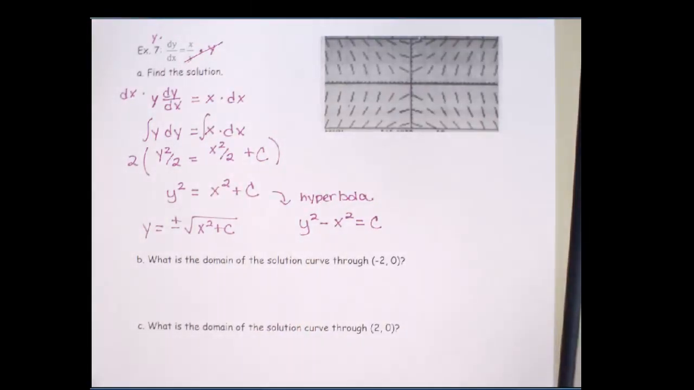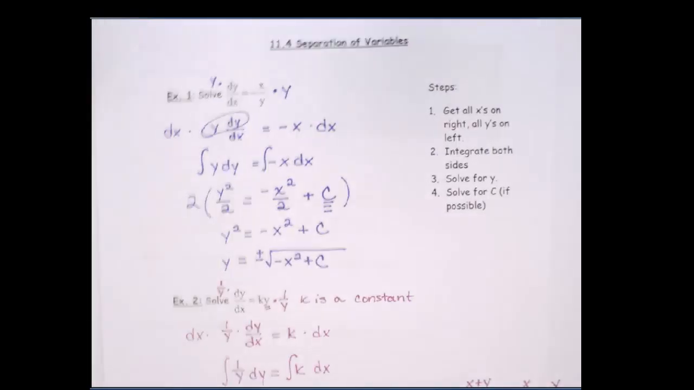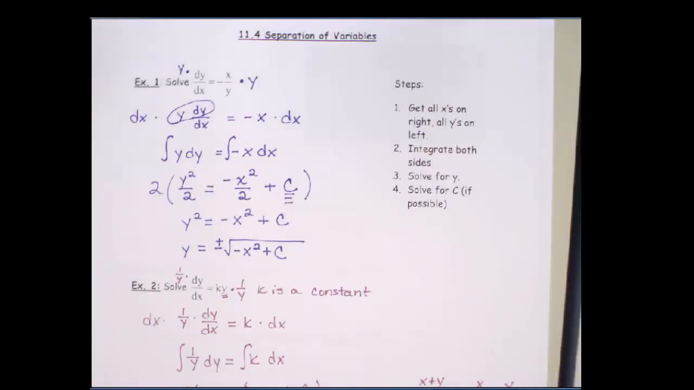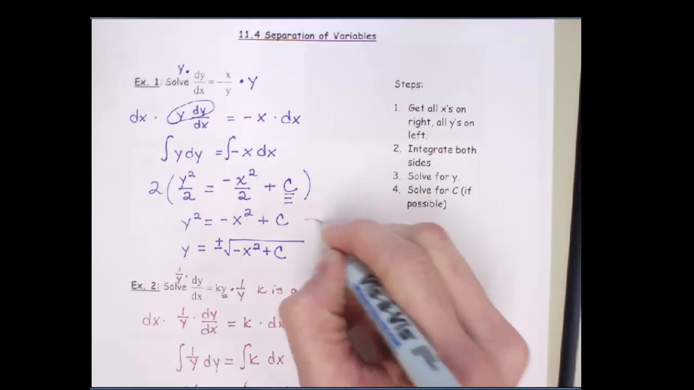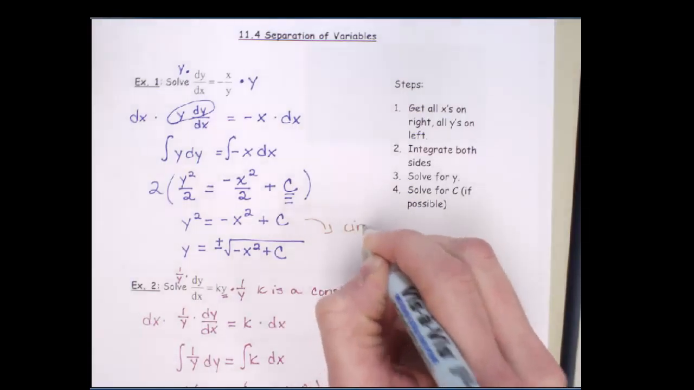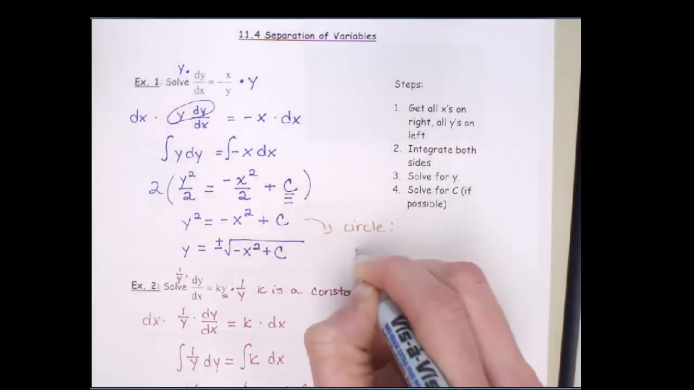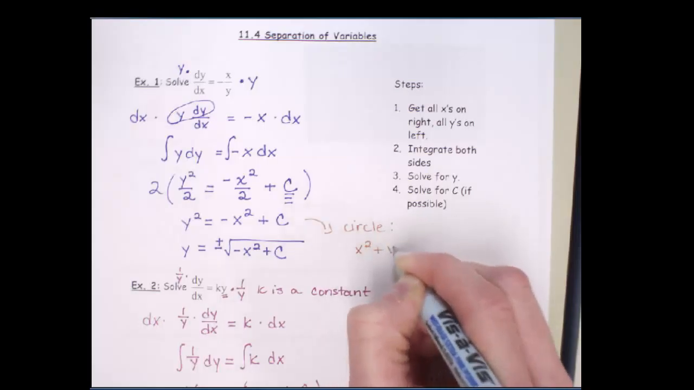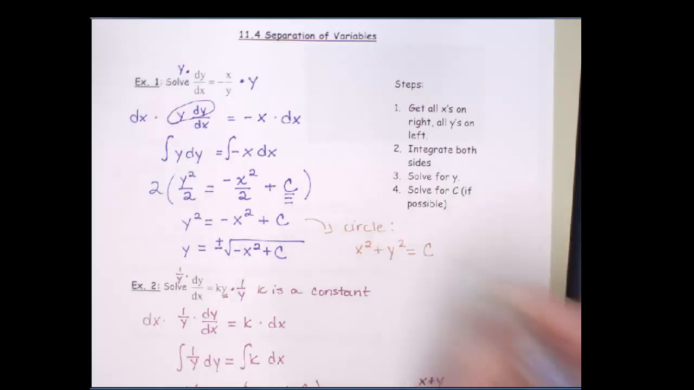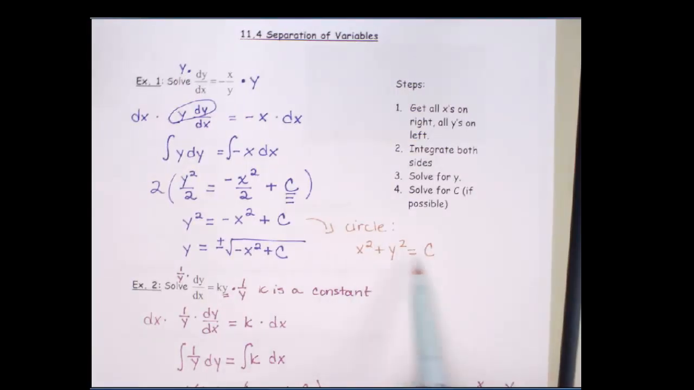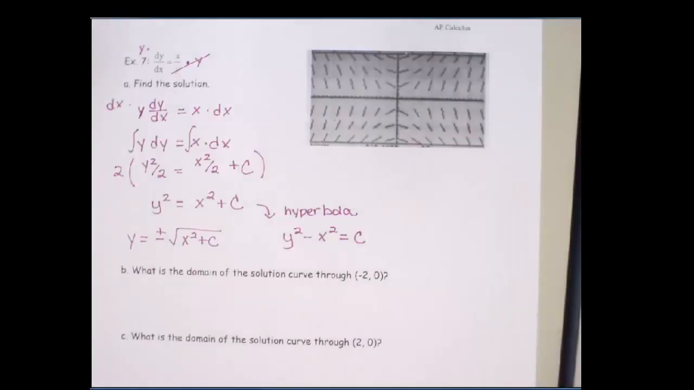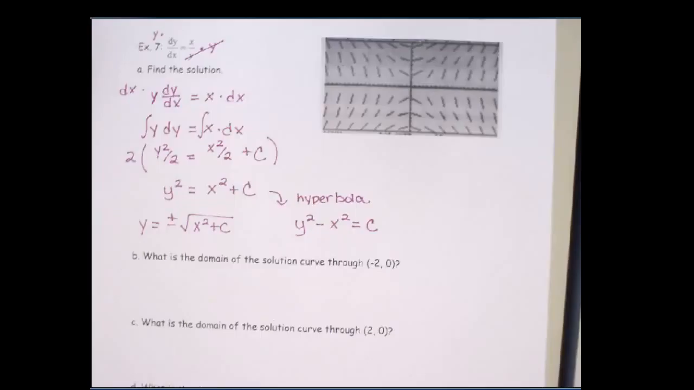If we go back to example 1 for a minute, when we did this one, another way we could have written this is actually a circle. So we could have just written x squared plus y squared equals c, if you move the x squared to the opposite side. So sometimes you may see the equation in this form rather than solving for y, and both are really acceptable in these cases. Okay, back to example 7.